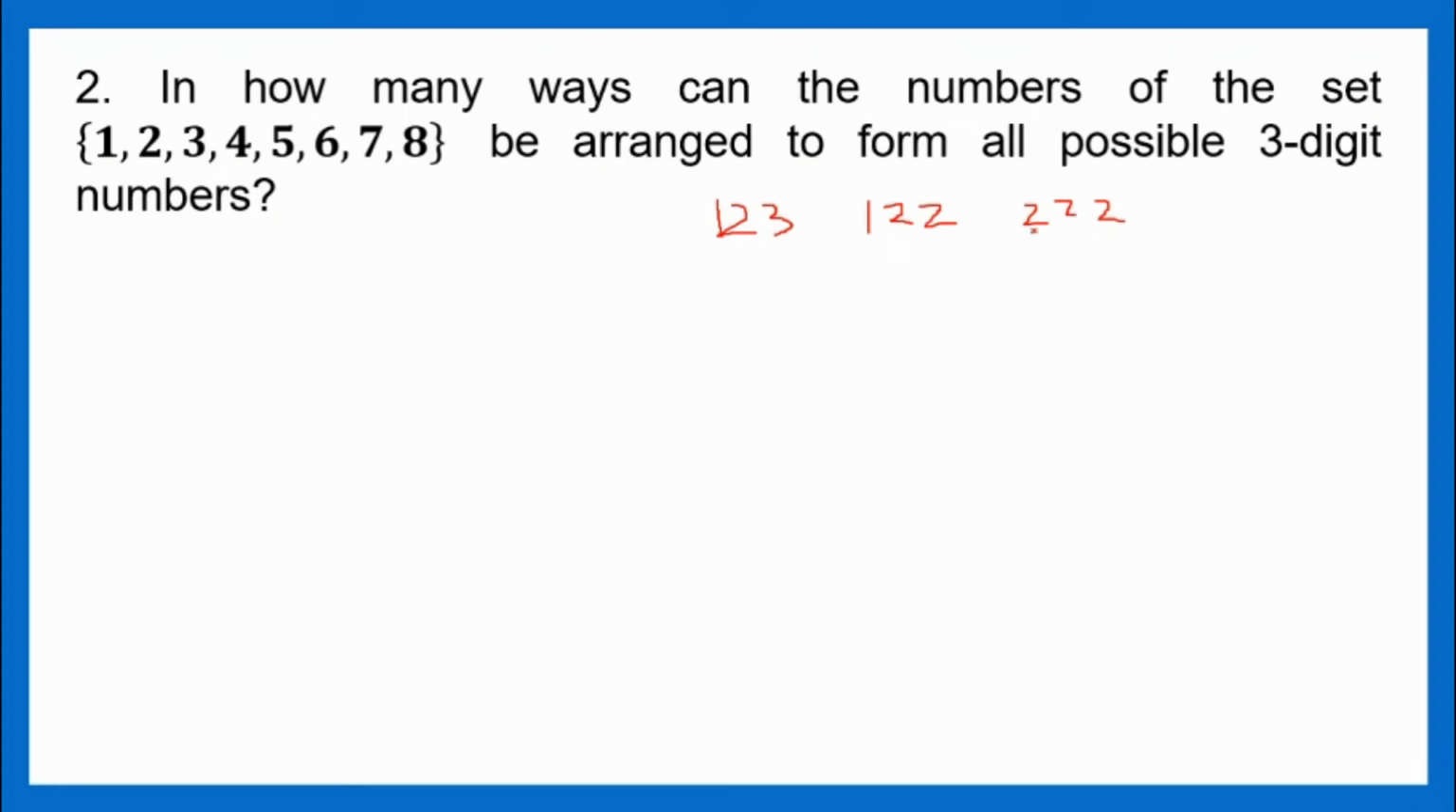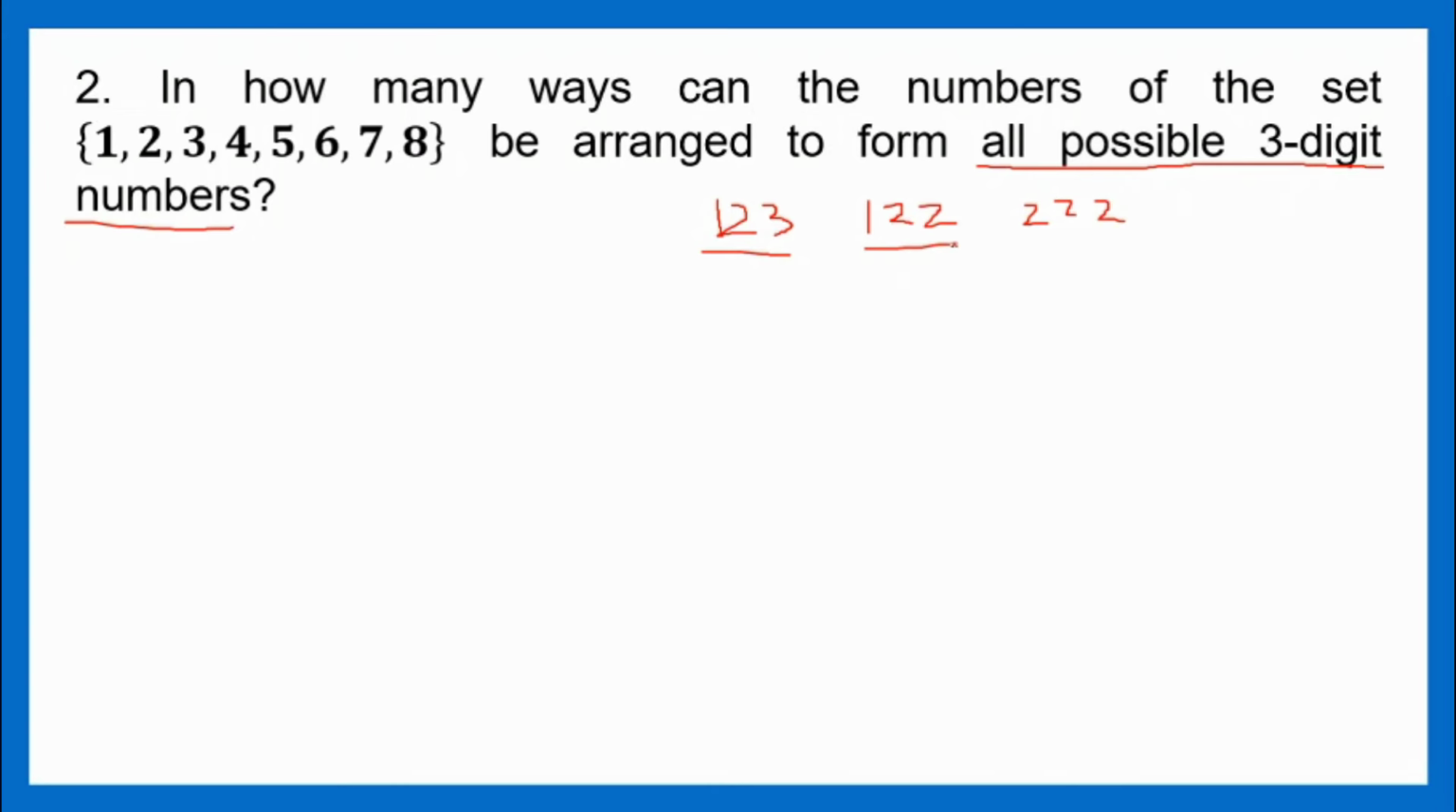Now, paano ko nalaman na may repetition ito? Because of these words. All possible 3-digit numbers. All possible. Gamit itong 1, 2, 3, 4, 5, 6, 7, 8, ano yung mga posibleng 3-digit numbers. So, wala siyang restriction. So, kapag sinabing all possible, pwedeng maulit yung digit. So, let's analyze these 3-digit numbers. Itong tatlong example na sinulat ko dito. Ayan. Ito walang naulit. Pero papasok siya sa condition ng problem number 2.